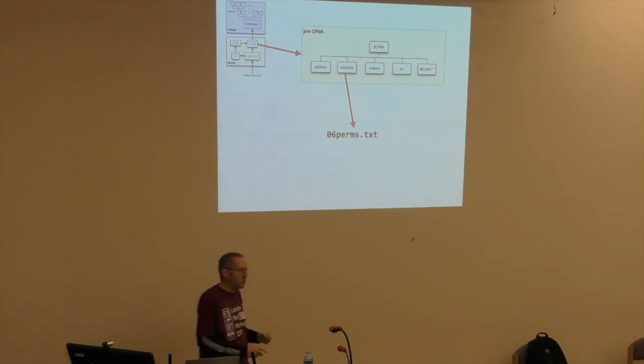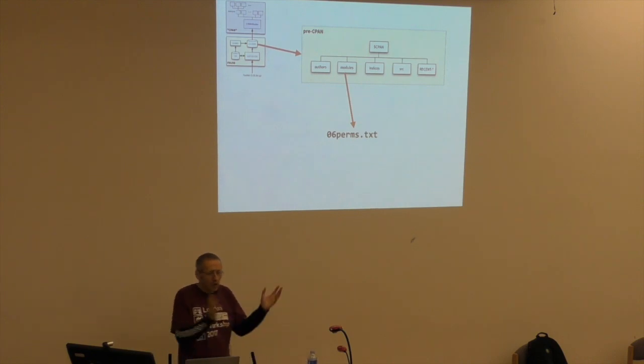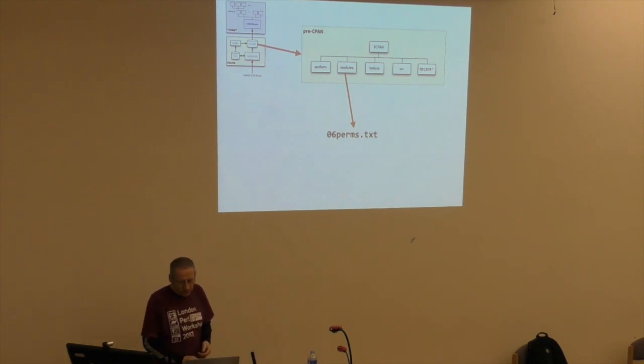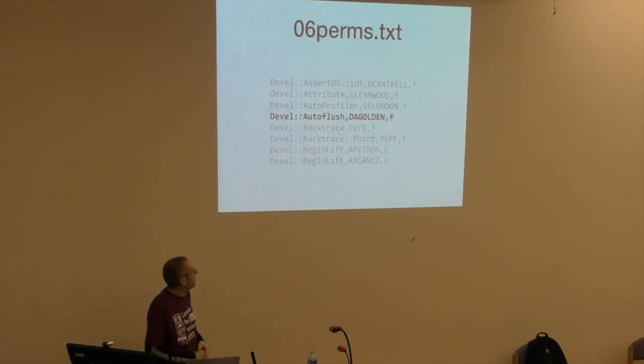One of the periodic scripts that PAUSE runs generates basically a dump of all the permissions. So if you want to know who has permissions on a certain package, you can just go and download this file. It's in the modules directory, where there's a bunch of other interesting things, and you can go and query it. There are some Perl modules for querying that as well. And it basically looks like this.